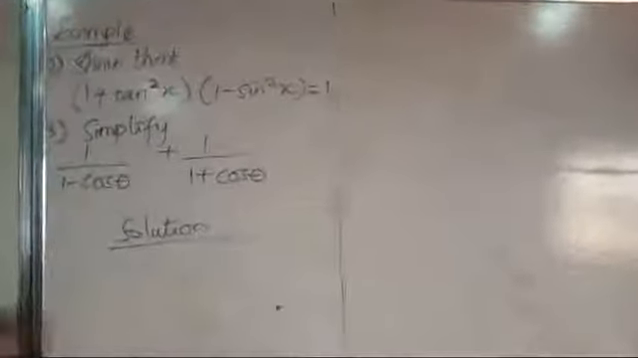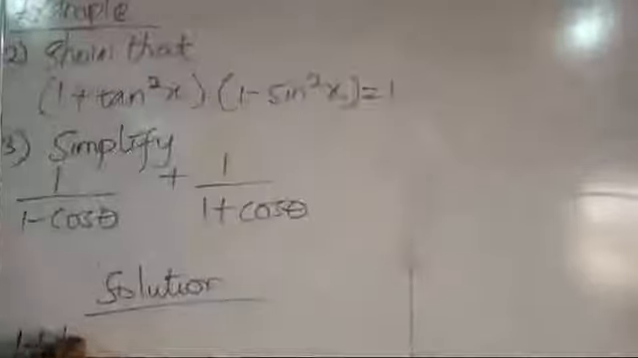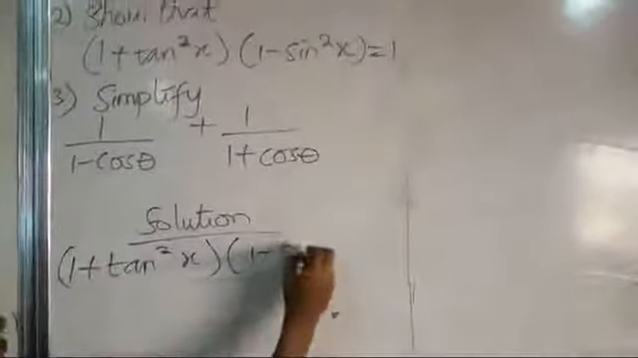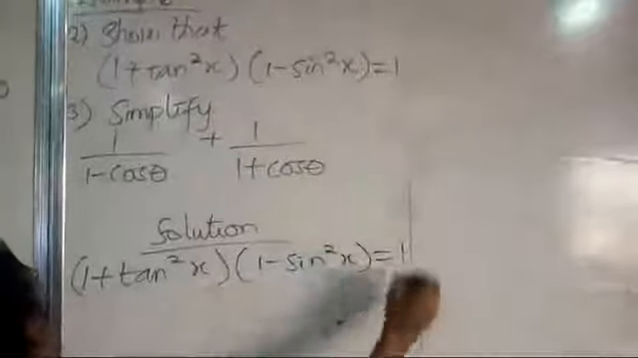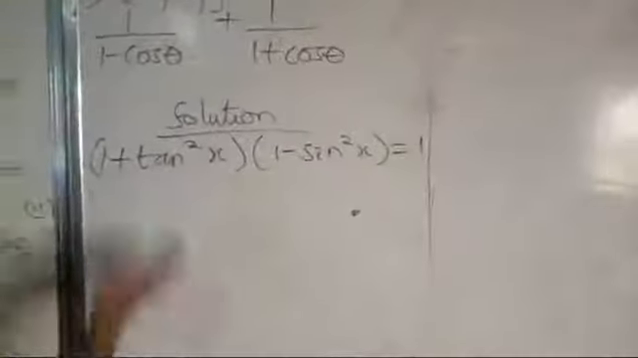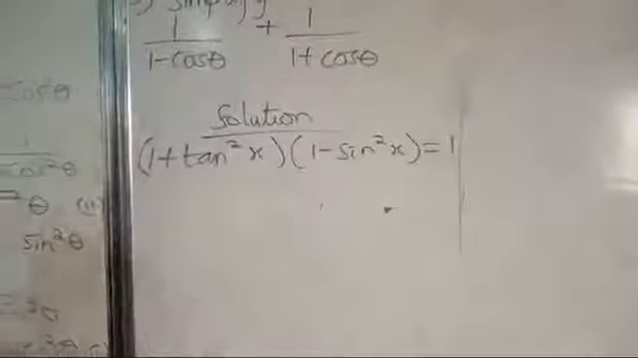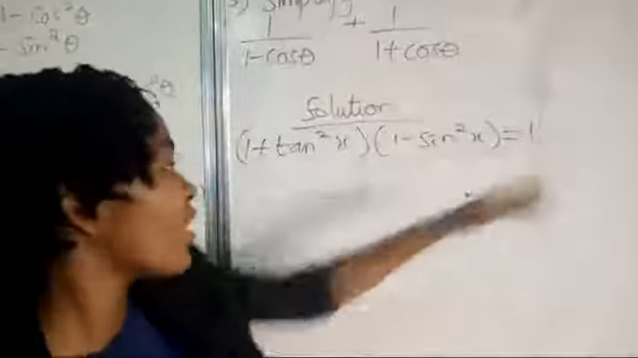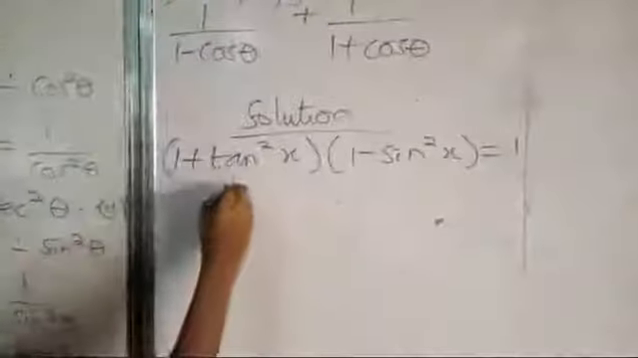Let's look at another example. Alright, let's look at these two examples. The first one is 1 plus tan square x, that is 1 minus sine square x. We have to show that this will give us 1. When you have to show something, what you just do is to solve the left hand side or the right hand side, depending on what you want to do. But since it's already equal to 1, we are not solving anything here. So let's look at the left hand side.